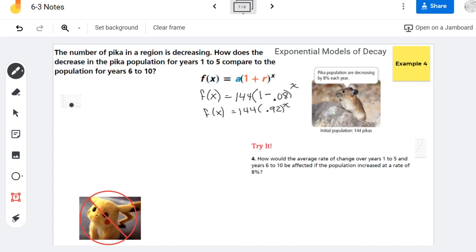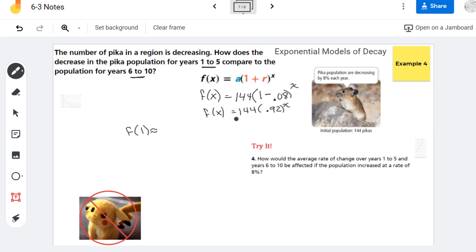Okay, and so what they're asking for is the average change between the years 1 through 5 and the years 6 through 10. So what I need to do is actually calculate this by plugging in a 1, plugging in a 5, plugging in a 6, and plugging in a 10. Now to save us some time, I'm just going to say what those values are. All that you would do is just plug them into a calculator, right?